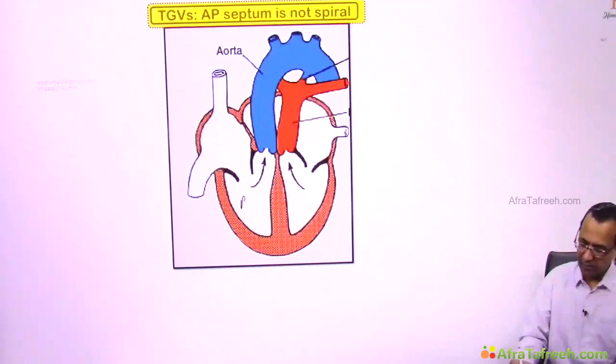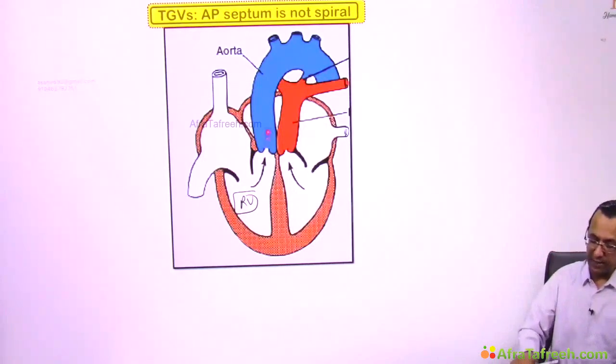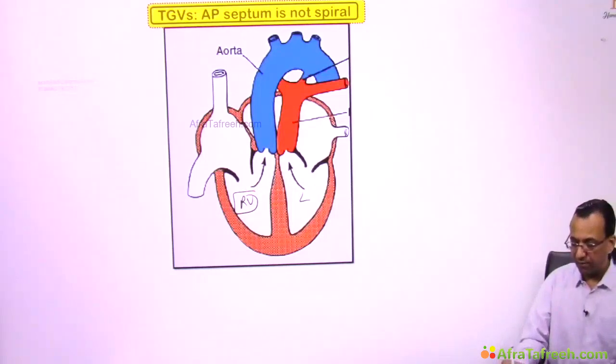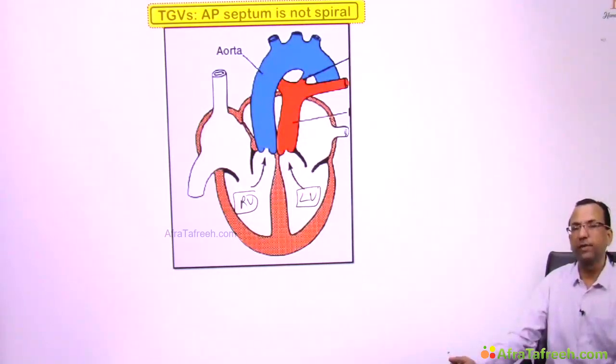See here, the right ventricle is pushing the deoxygenated blood into the ascending aorta, which is not good. And the left ventricle is pushing the blood into the pulmonary trunk and lung. This is not good. Why is this not good? Because these babies do not survive.